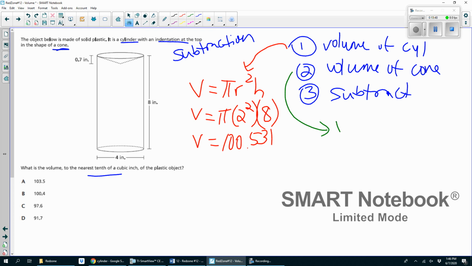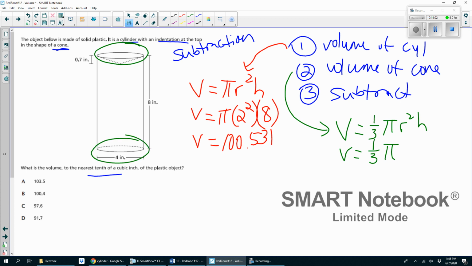This one's a little trickier. So the volume formula for a cone is 1/3 pi radius squared height. Let's start filling in what we have. 1/3 pi. Let's take a look at the radius. Well, they don't give us any information up here, but that circle is the same exact size as the circle at the bottom. So it actually has the same radius as the cylinder. So we're going to stick with 2 squared.